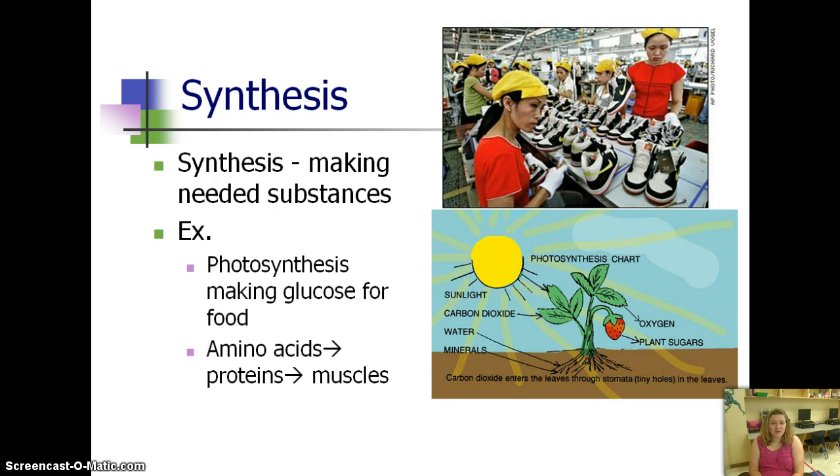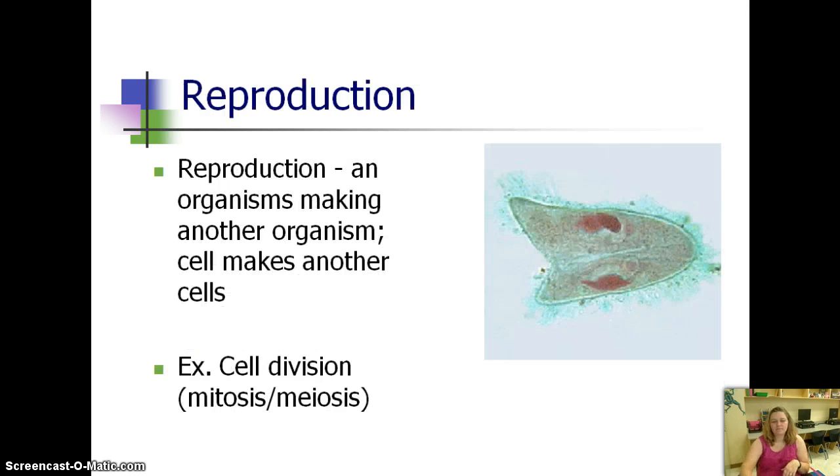Okay, synthesis, making needed substances. So you guys know what photosynthesis is. It's when the trees take the light from the sun and they make glucose out of it, okay? Same thing works with us. We take amino acids, we build them into proteins, which then builds our strong muscles. I hope your muscles are stronger than mine.